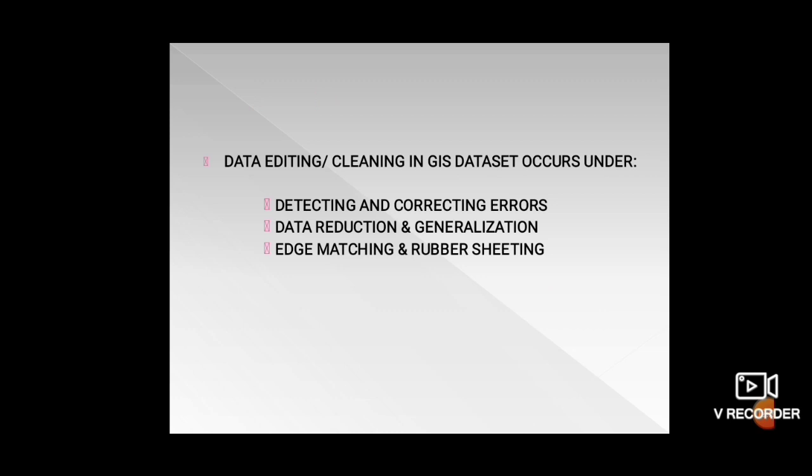The data editing or data cleaning generally occurs in three stages. The first stage is to detect and correct the errors. The second stage is the data reduction and generalization process, and the final stage is edge matching and rubber sheeting. We will move into each stage in detail.